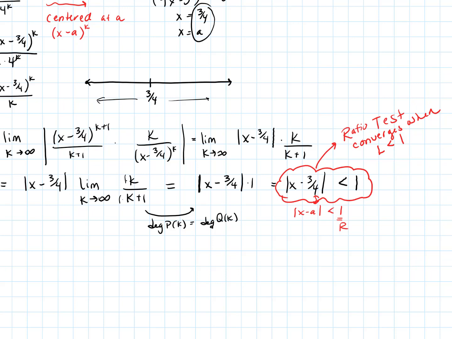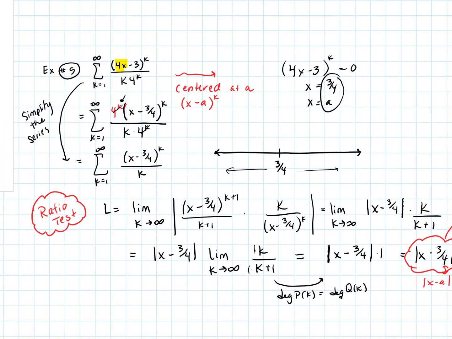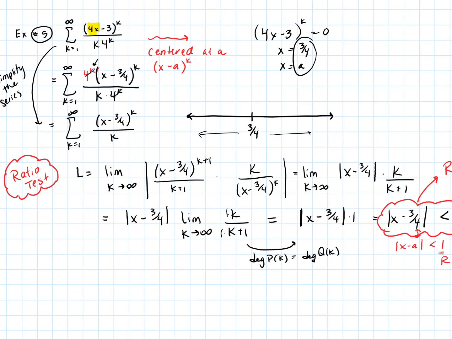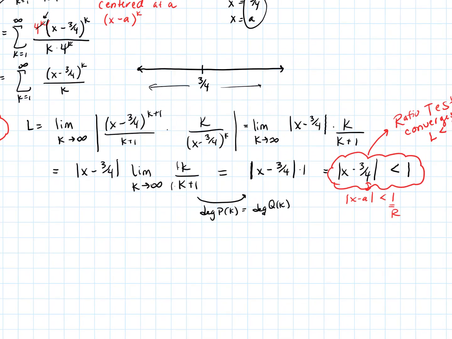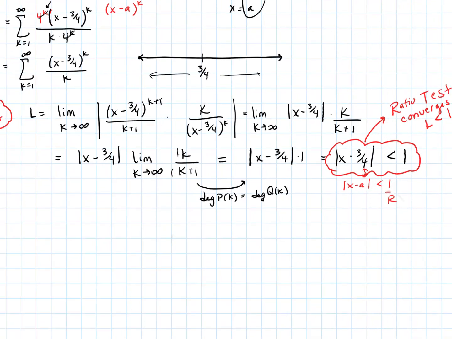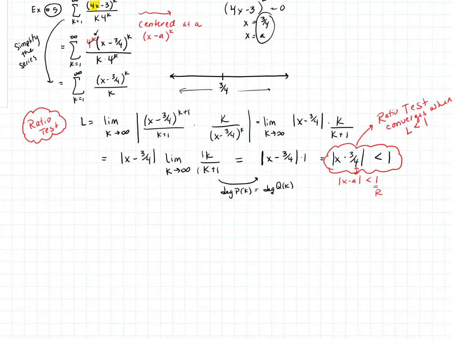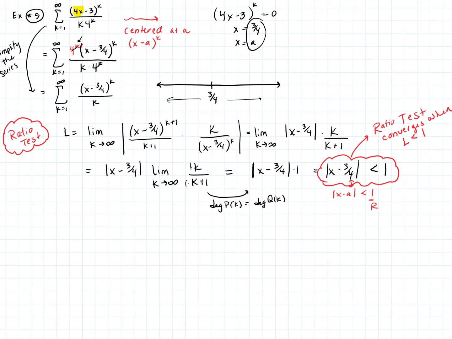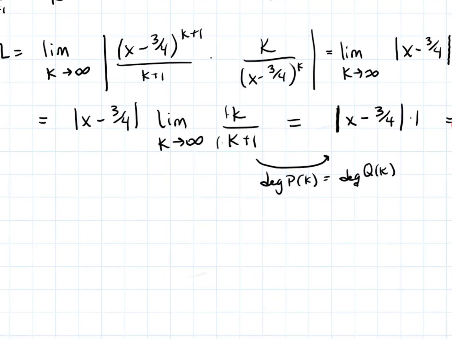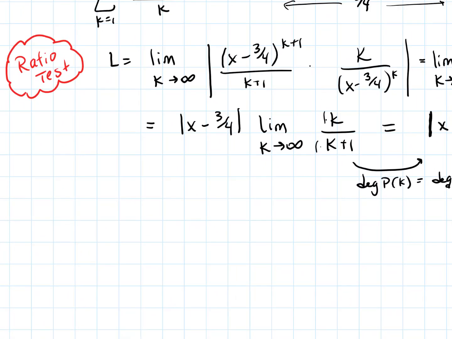Now, if I had been working with the original series, and I at this point had 4x minus 3 being less than a quantity, then I would work my way through that and simplify. So continue to simplify until you can see what your radius is, until you have x minus a isolated. Right now what I know is that my radius of convergence has to be 1. In this case, my radius has to be 1. So my radius of convergence is equal to 1.